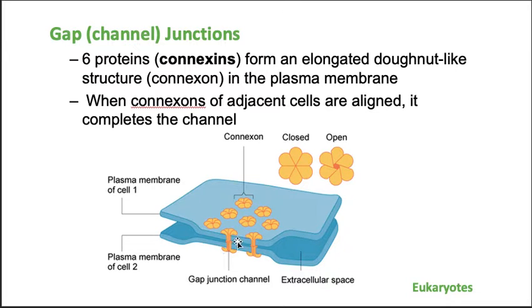And so you can see kind of in between where it can be closed, and when it's lined up, it completes the channel. And so this is open and it's closed. So there's control, and these are not permanent attachments like we saw with the desmosomes. Okay, these are able to be closed and opened. They're able to form and reform.